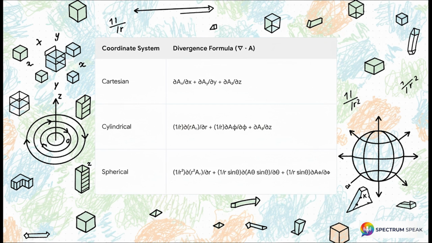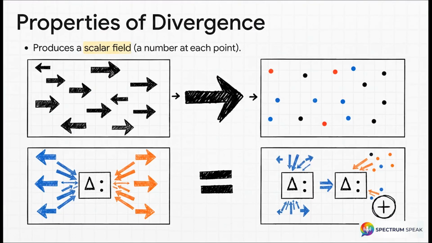The core concept is identical. Just two quick but super important properties to keep in mind. First, when you take the divergence of a vector field, you get a scalar field back. That just means your answer at every point is a single number, like 5 or -2, not a new vector with an arrow. It's just the strength of the source or sink.